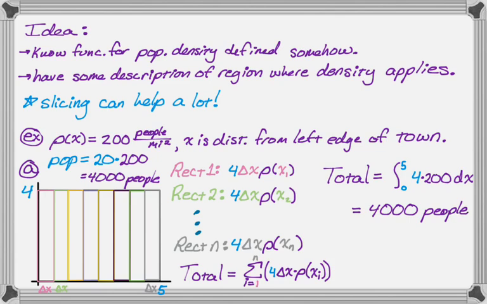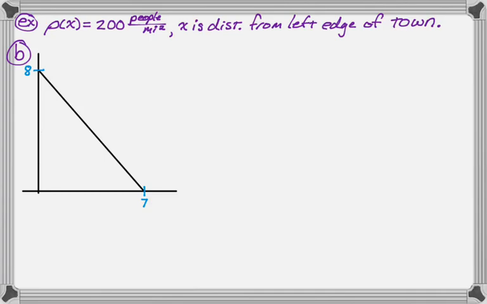It's a lot of work to get something that we already knew the answer for. Let's do another one where, again, it's going to be a lot of work to get an answer we could get geometrically, but then we'll do one where you just need the calculus. So here, it's the same density function, so rho of x is 200 people per square mile. x is still the distance from the left edge of town. This time town is a triangular shape for some reason. So it's a 7 along the x-axis by 8 along the y-axis.